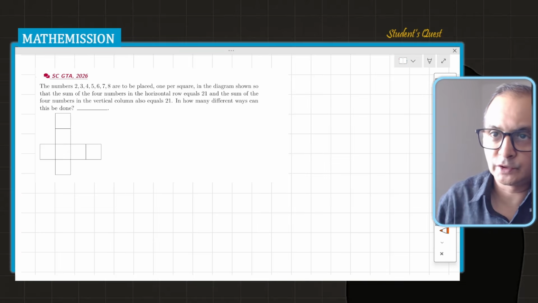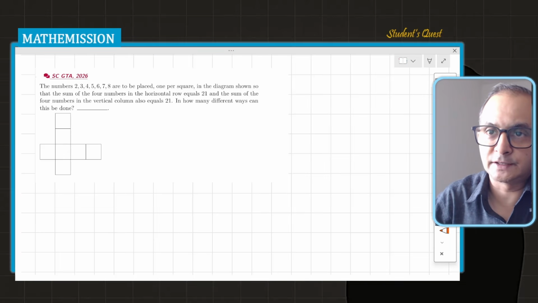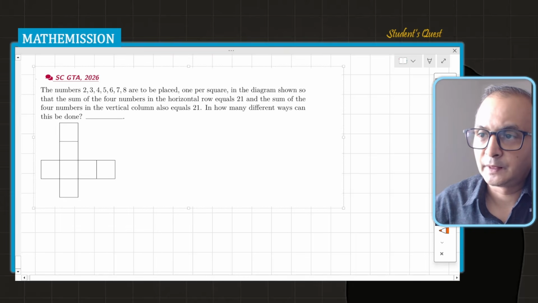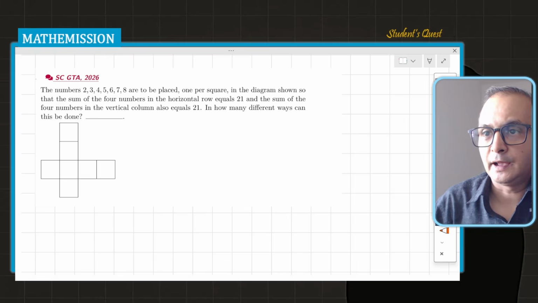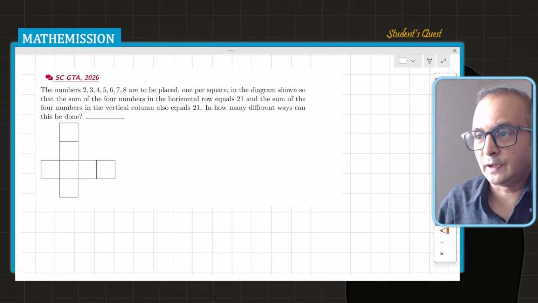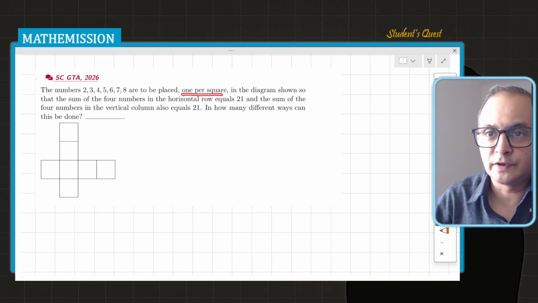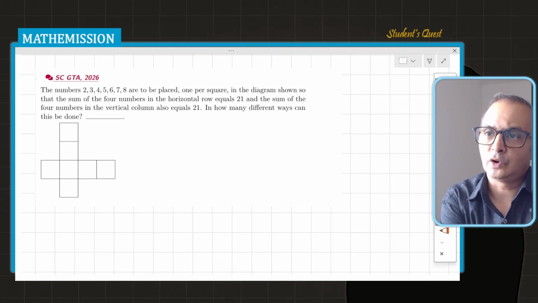And of course you notice that there is 2, 3, 4, 5, 6, 7, 8. There are 7 numbers and there are 7 squares also. And they're saying that 1 per square we have to fill. And of course we cannot repeat, because 1 per square means the same thing. So how do we do that?